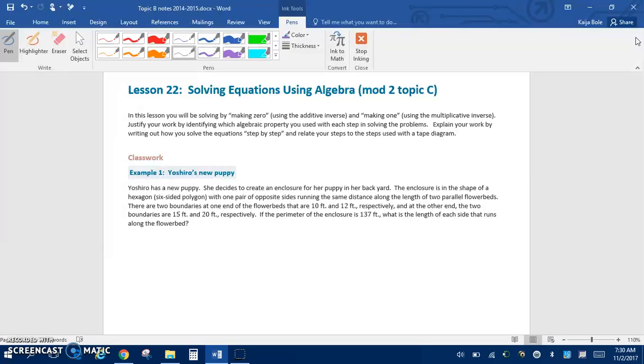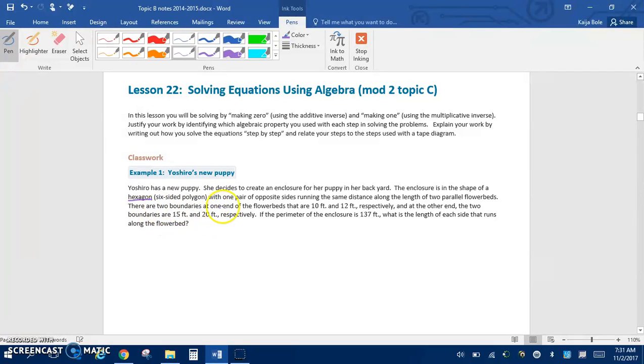So in example 1, it says Yoshiro has a new puppy. She decides to create an enclosure for her puppy in her backyard. The enclosure is in the shape of a hexagon, which we should know is a six-sided polygon, with one pair of opposite sides running the same distance along the length of two parallel flower beds.